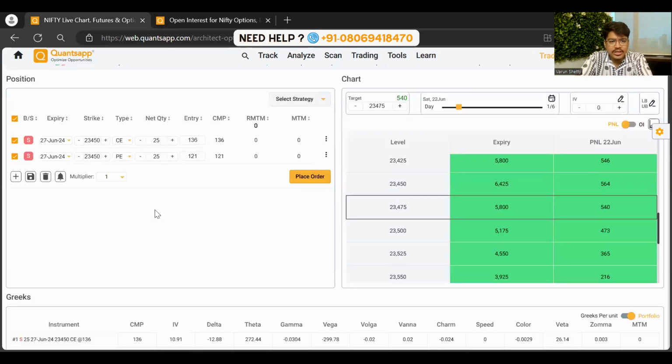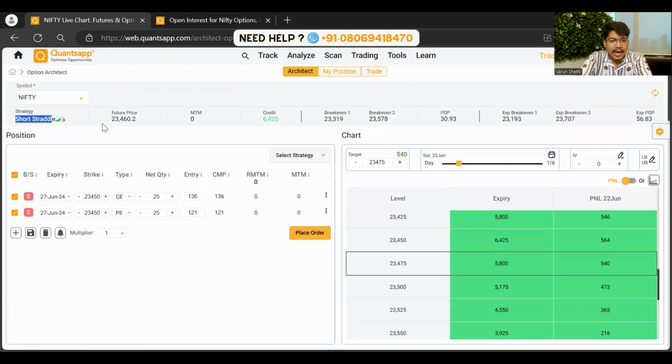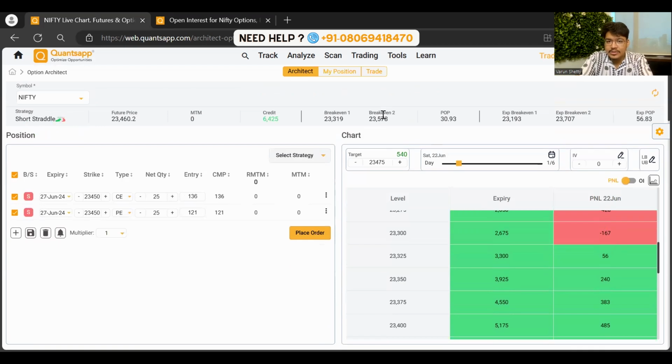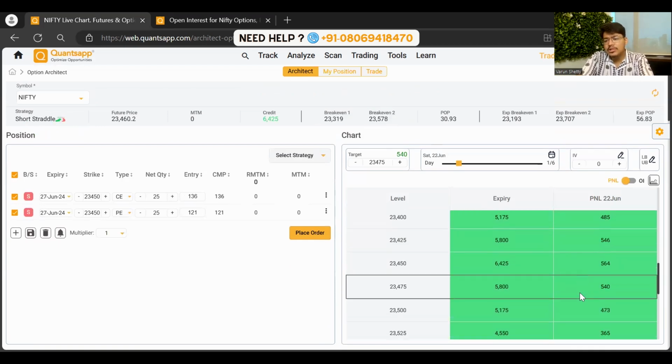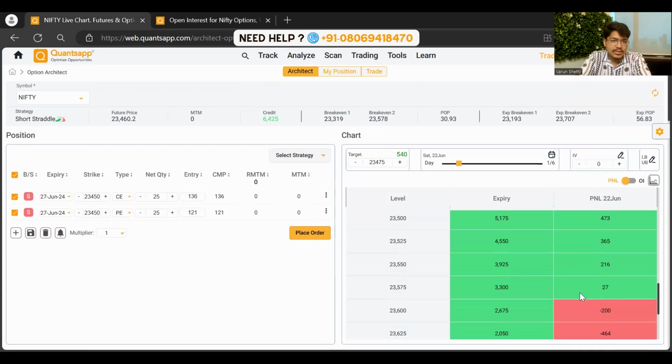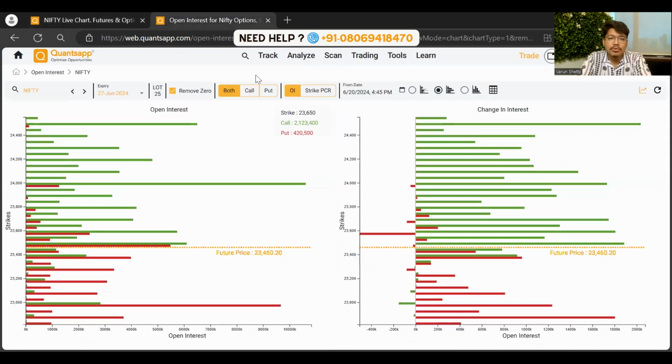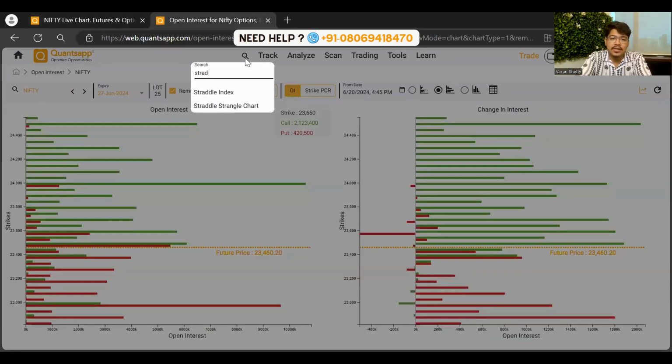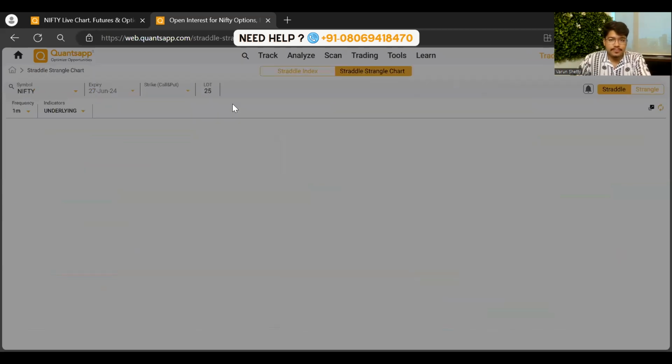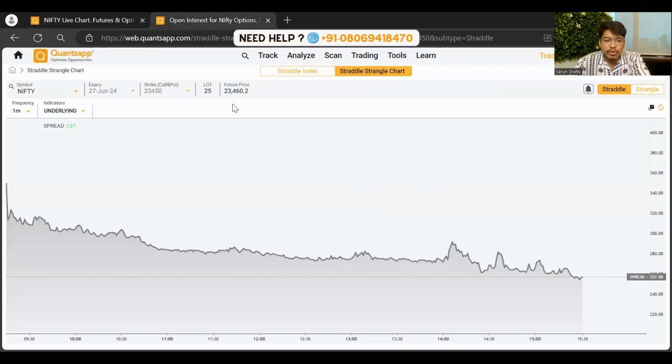So this is a short straddle. You can see it's written short straddle, and this is the at the money option. So I have sold the at the money call and put. I have gotten decent premiums here, and this is my break even for tomorrow. Okay, this is a good break even. Now, based on this, what should be my trade management scenario? So for trade management, what I like to use is straddle strangle chart. Okay, straddle strangle chart. For people who do not know, it's a very simple tool.